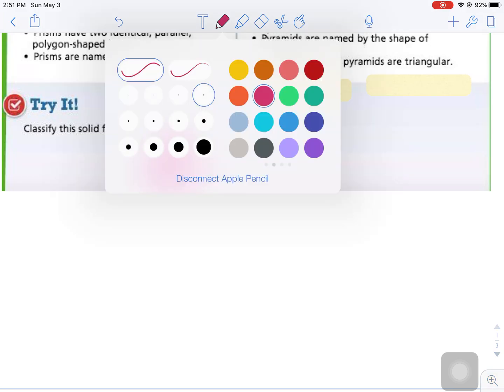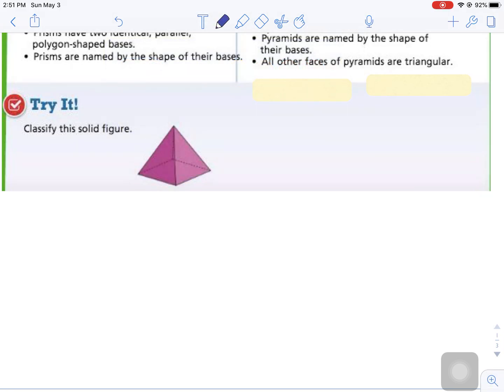So number one, to identify this, the first thing I notice is that there's only one base, and the top is a vertex. All of the other faces are triangles, so I know this is going to be a pyramid because there's only one base and all of the other faces are triangles. So I know it's a pyramid. And if I'm looking at the base, it is a square, so I'm going to call this a square pyramid.